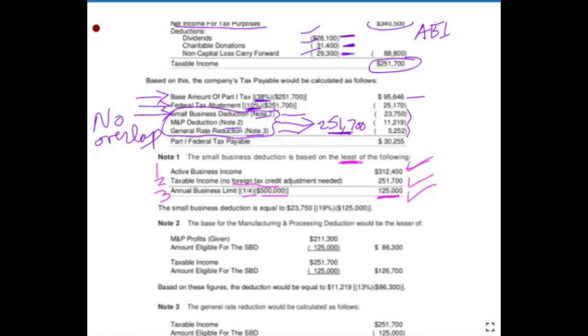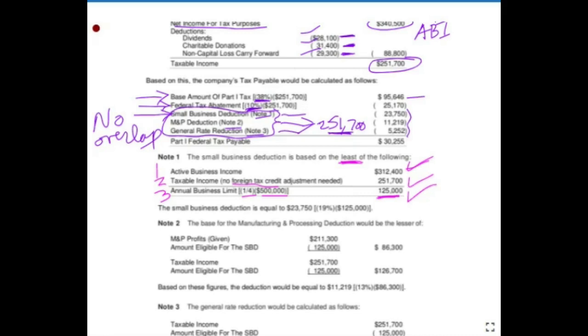So it tells us that it's less than 10 million. The threshold is that between 10 million and 15 million to get reduced, and over 15 million, you're not going to have any at all. So we know that we don't have to do any special calculations because we're under that 10 million. So there's no reduction. So we can go ahead, pick the lesser of these 3.